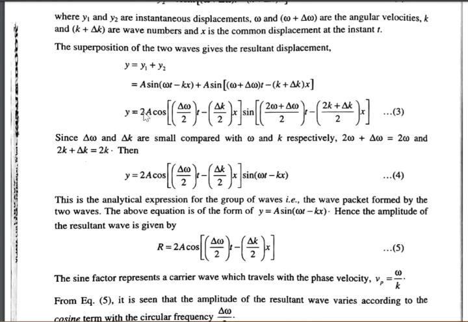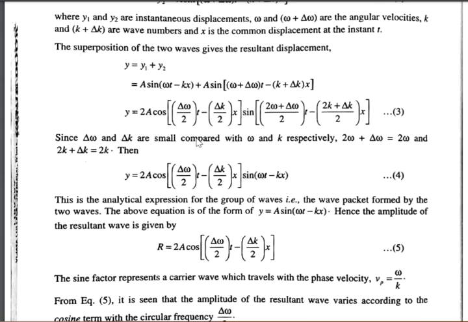So here the first term is 2a cos(Δω/2 t − Δk/2 x) into sin(ωt − kx). Since Δω and Δk are small compared with ω and k respectively, 2ω plus Δω we can write as 2ω, and 2k plus Δk we can write as 2k.